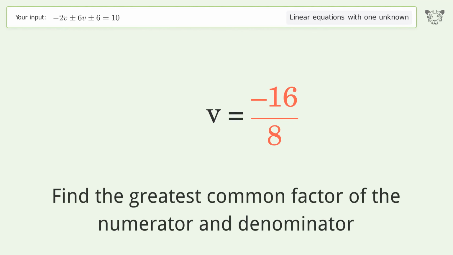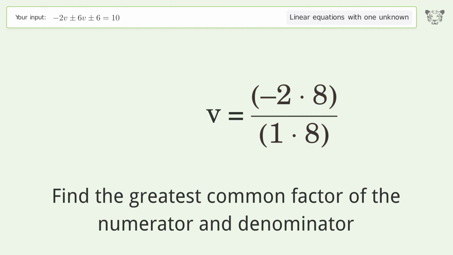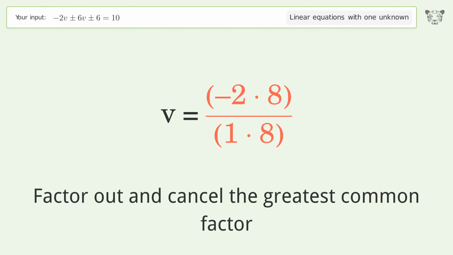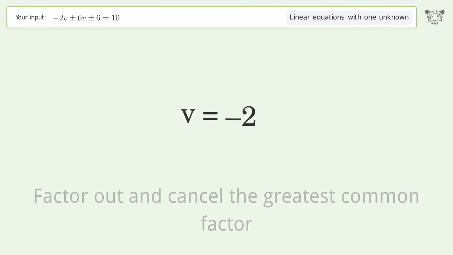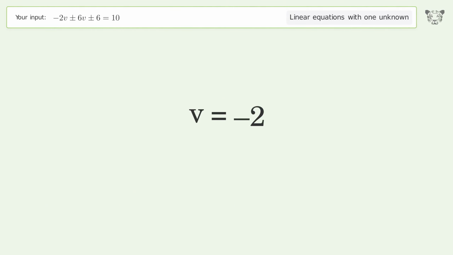Find the greatest common factor of the numerator and denominator. Factor out and cancel the greatest common factor. And so the final result is v equals -2.